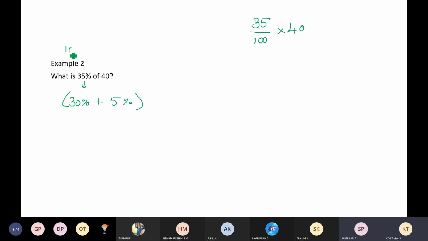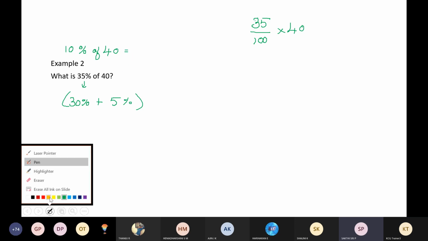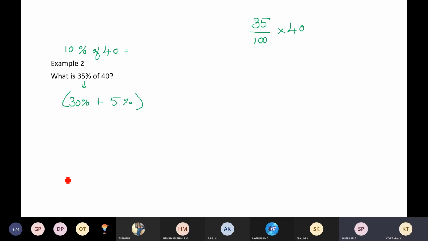First, can you tell me what is 10 percentage of 40? Very good. Yes, it is 4. Now tell me, what is 30 percentage of 40? Very good, guys. Superb. Yes, all of you. 30 percentage is 12. And now, you know 10 percentage is 4. Tell me, what is 5 percentage?